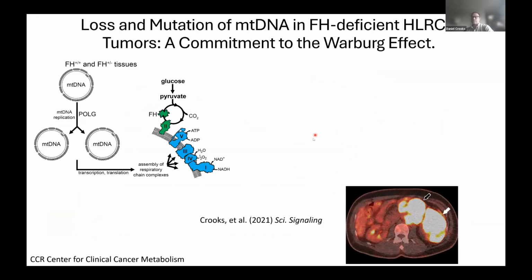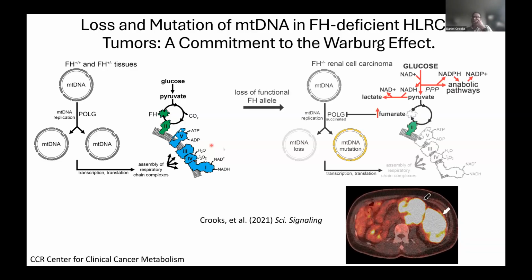So to summarize, we go from a functional mitochondrial DNA situation where respiratory chain complexes can assemble and be active, and they can oxidize glucose not only to pyruvate but all the way to CO2 using the respiratory chain, to a phenotype in FH deficient tumors where we have loss and mutation of the mitochondrial DNA that precludes competent assembly of the respiratory chain and kind of burns in this phenotype of lactate fermentation and also anabolic metabolism by way of the pentose phosphate pathway. So alternative uses of glucose that don't require respiration.